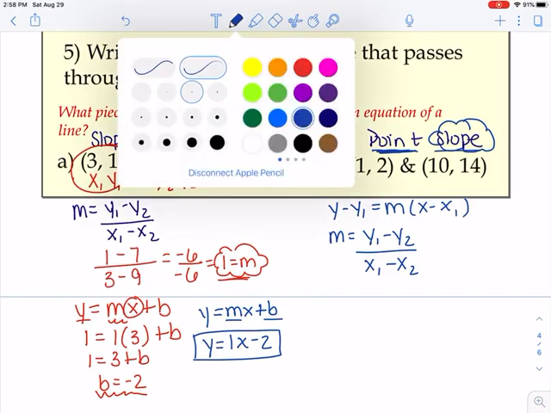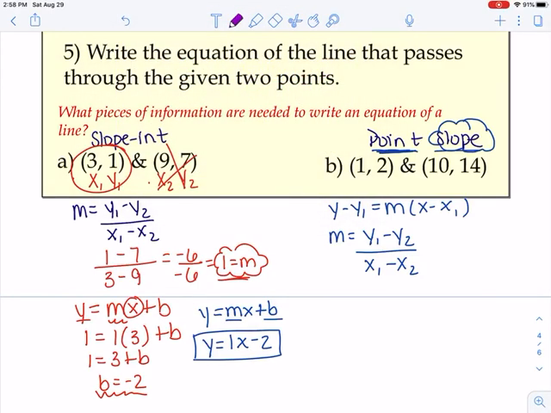So again, I'll go back up to my ordered pairs. I'm going to call this x1, y1, and I'll call this one x2, y2. So y1 is 2, minus sign from the formula, y2 is 14, and on the bottom, x1 is 1, and minus sign from the formula, and x2 is 10. On the top, 2 minus 14 should give you an answer of negative 12, and on the bottom, 1 minus 10 is going to be negative 9.